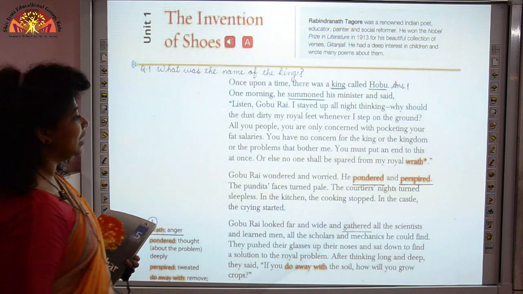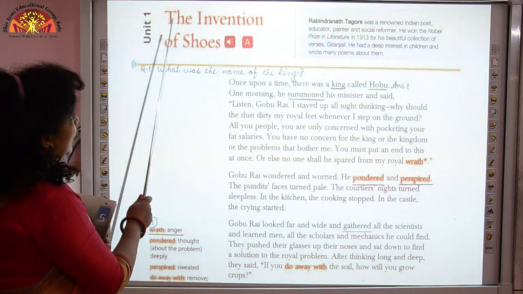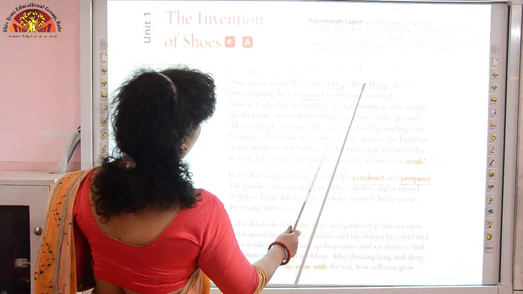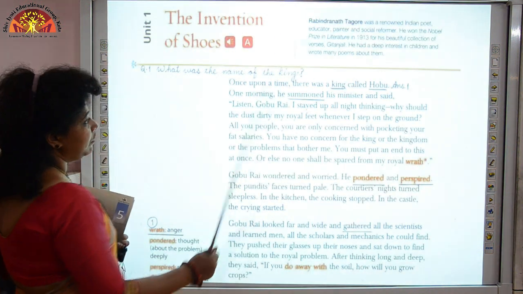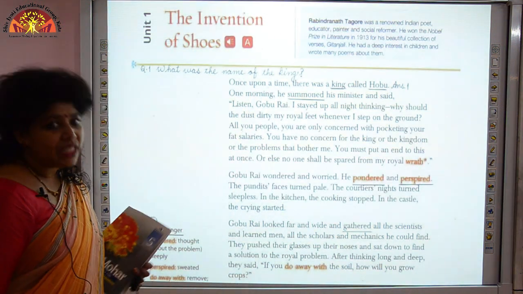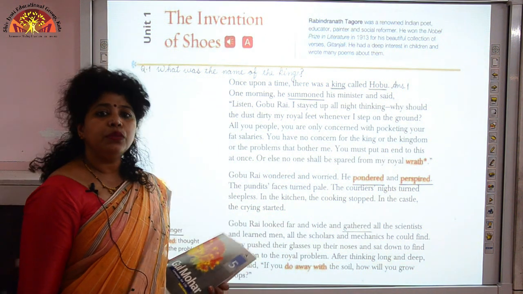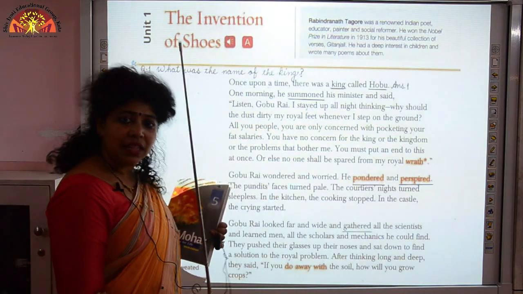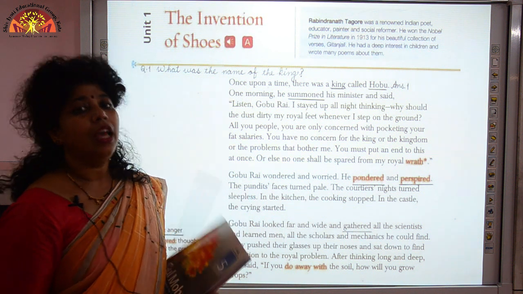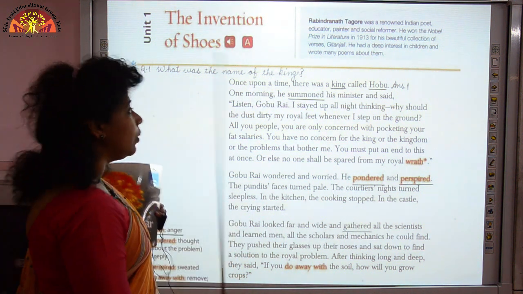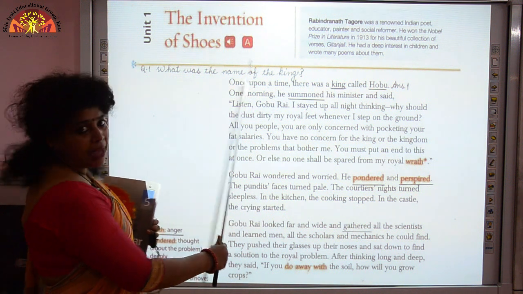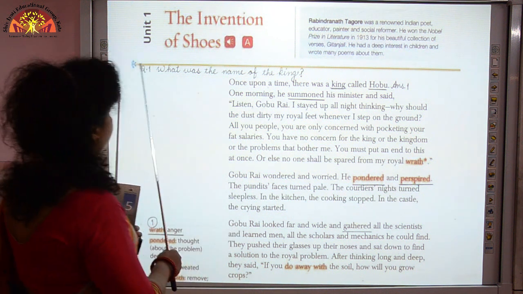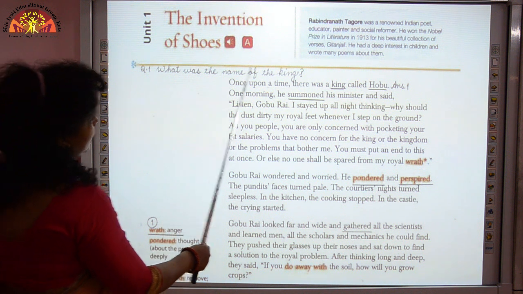So children, let's start with the chapter, page number 1, chapter The Invention of Shoes. Once upon a time there was a king called Hobo. So here comes your first internal question. Before we start, I want all of you to take out a pencil and a ruler. You're supposed to write the internal questions in the textbook itself. So please note children, you have to write your internal questions only in the textbook. Write the question in pencil and underline the answer with a pencil and ruler. Is that clear? So your first internal question is, what was the name of the king?